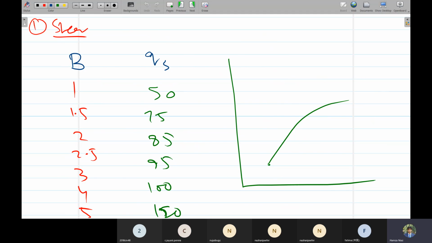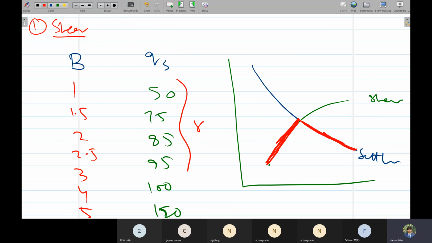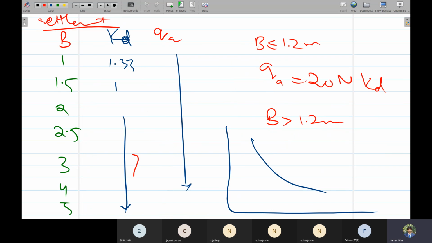Now we have to tell where the shear values would govern and where the settlement values would govern. This is settlement, this is shear. From here the settlement values are very large, so the governing value would always be the minimum value. So this shear value would govern. But afterwards the settlement values are decreasing, so these settlement values would govern. Something like this one here would govern, and for the last values settlement would govern. We have to mention this.